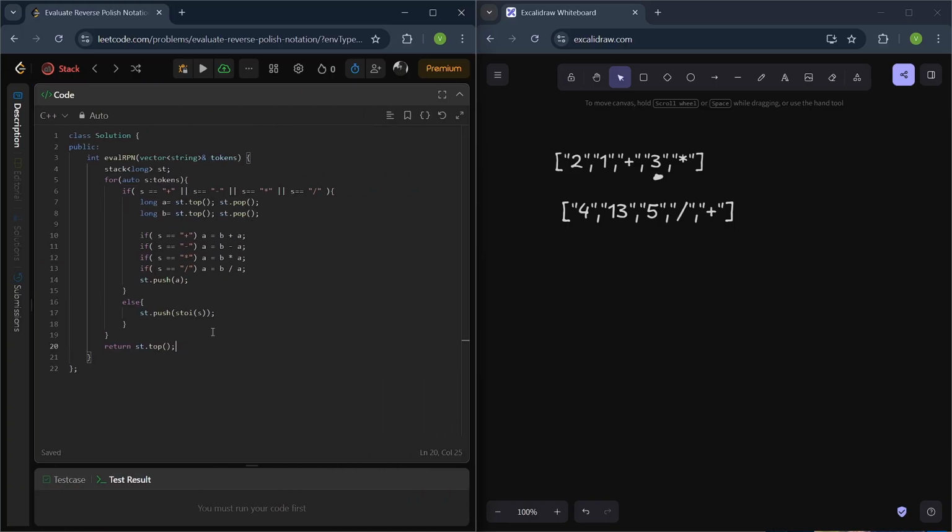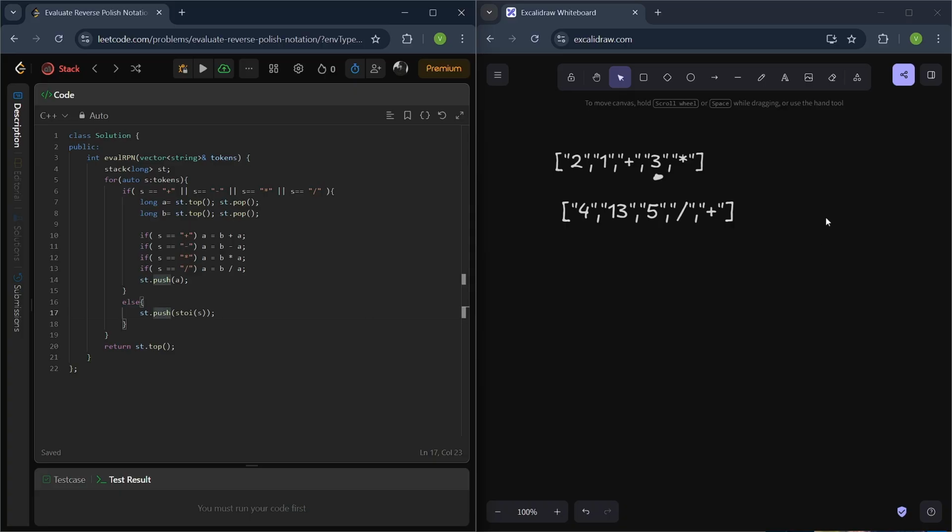What I have told you, we are going to take a stack. A stack named st I have taken. I have used long because there are multiply operators also, so on multiplying, the number will get very big. So for the safer side, I'm going to use long.